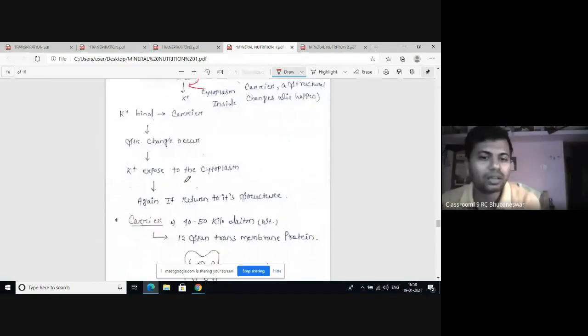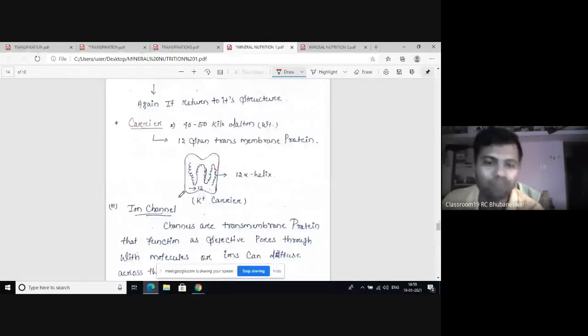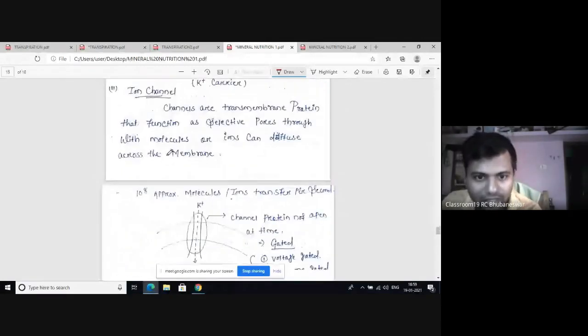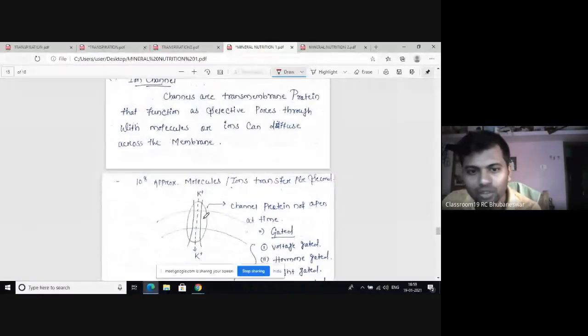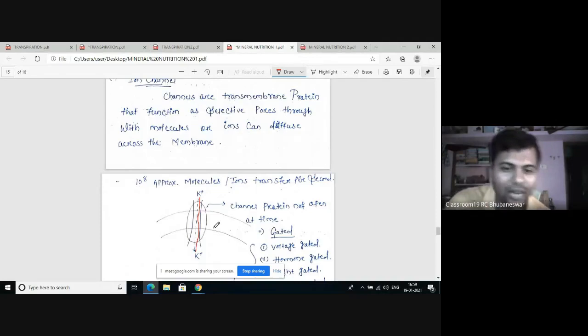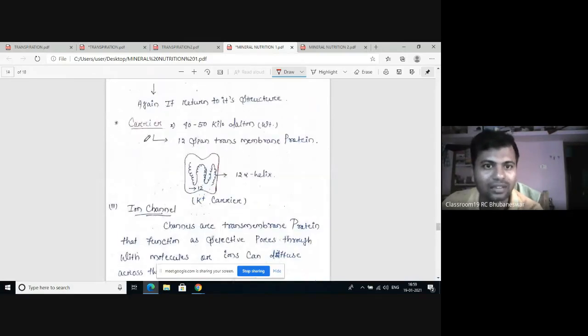Next is the ion channel. Generally, an ion channel forms a pore in the membrane. This is the cell membrane, and the ion channel forms a pore. Through this pore, K plus or any ions can easily enter. Suppose this is our K plus channel. The K plus enters the cell through the lumen of this particular channel. The transportation is very fast in the case of a channel as compared to the carrier. Generally, carriers have a weight of 40 to 50 kilodalton.